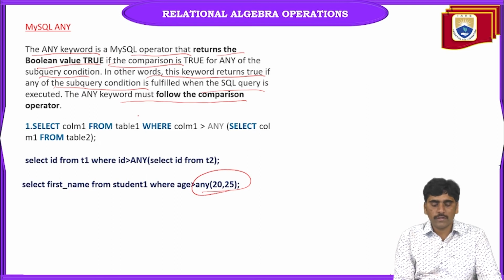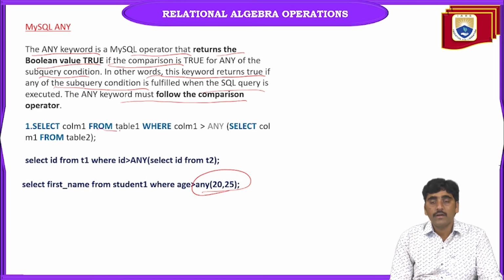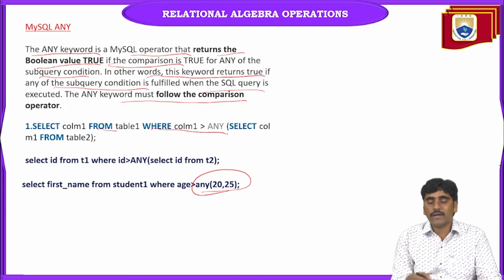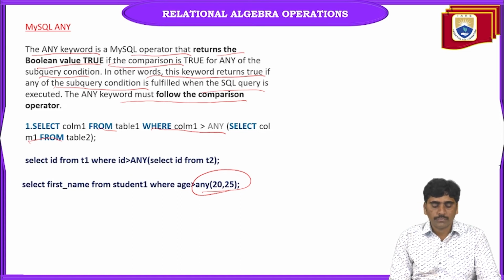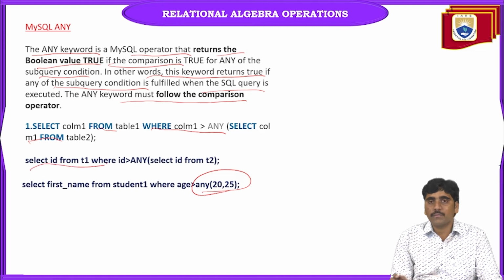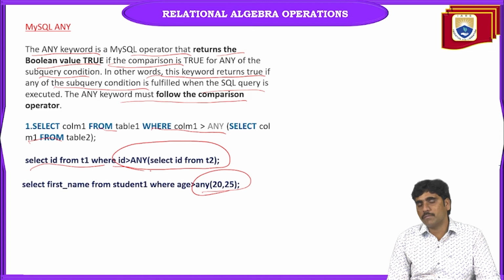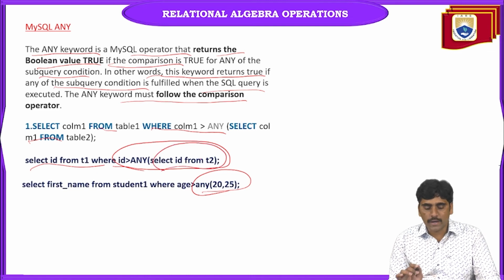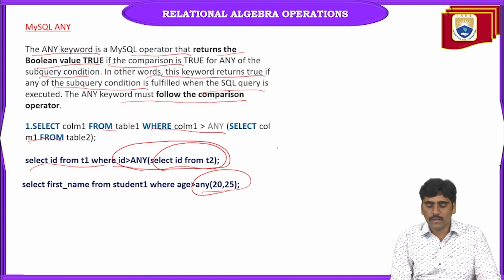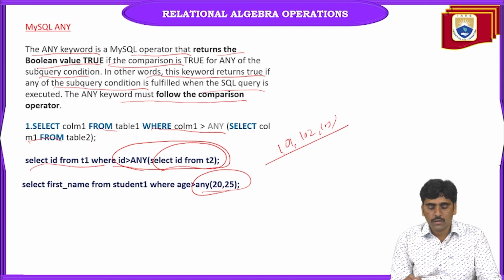So we can specify like this: select column 1 from table 1 where column 1 greater than any of select column 1 from table 2. For example, select ID from T1 where ID greater than any of select ID from T2. So select ID from T2 means it displays IDs like 101, 102, 103. Suppose it displays these three.